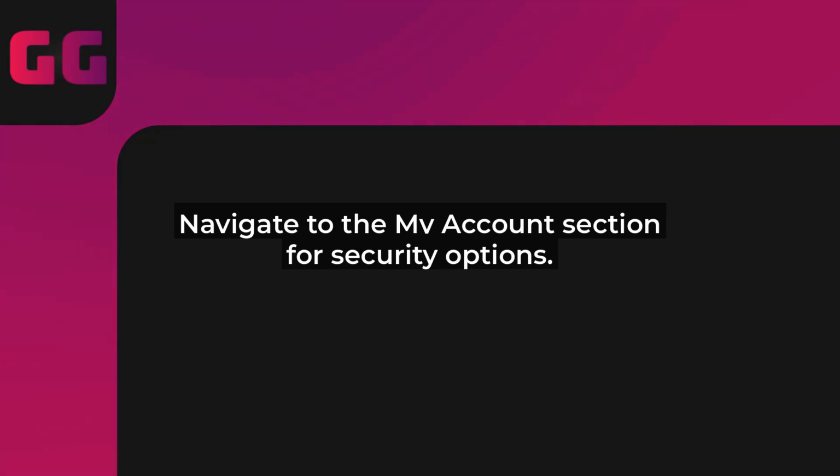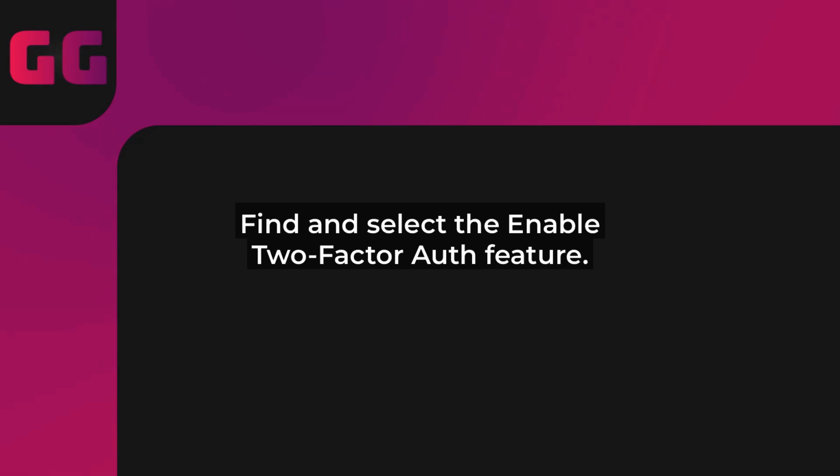Step 1. Open the Discord app on your device or head to the Discord website and log in to your account. Once you're in, click on the gear icon in the bottom left corner to open user settings.